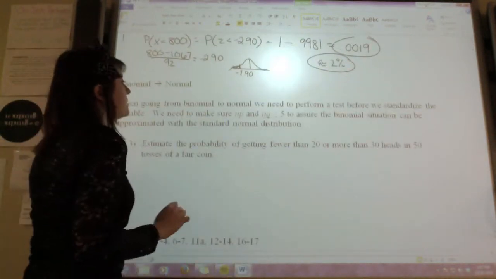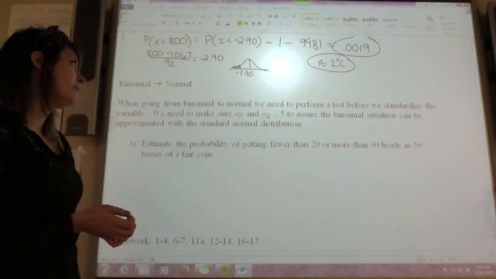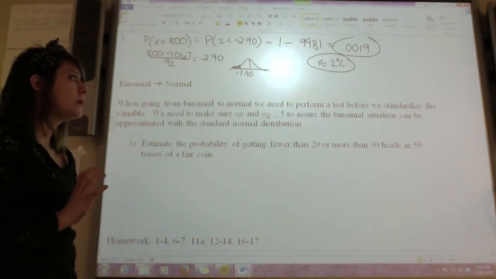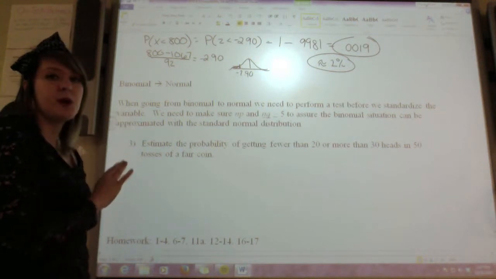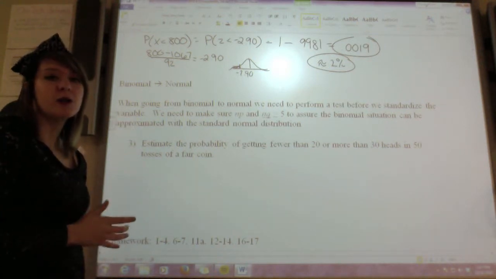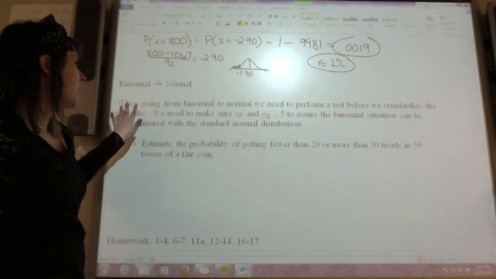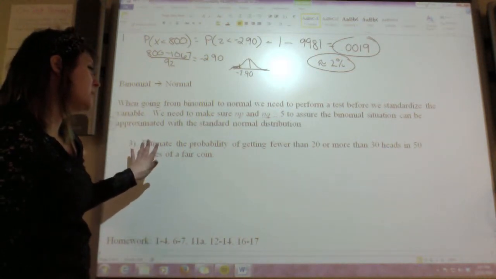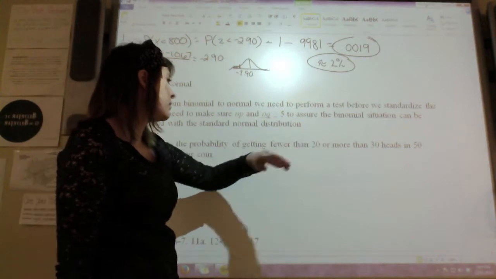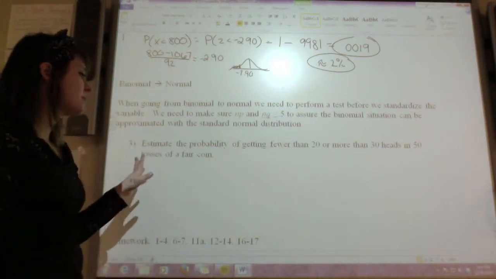Okay, the next one is going from a binomial to a normal. You'll notice that in the other two problems they said that they can be approximated by a normal curve. Well, in this one it's saying that we just have fewer than 20 or more than 30 heads in tosses of a fair coin.